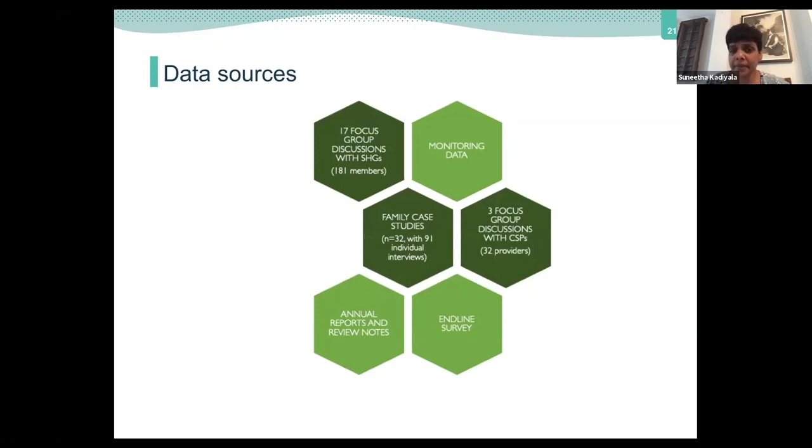And this is a mixed methods approach. We have used monitoring data, endline survey data, annual reports and review notes, three focus group discussions, 91 individual interviews comprising 32 family case studies and 17 focus group discussions with SHGs. So this is a huge undertaking, and I will not be able to do justice to all the results of this, and hopefully we'll have some other opportunity to engage with the results much more deeply, especially with Audrey Prost and DCOR and the implementing partners who are deeply involved in this process.